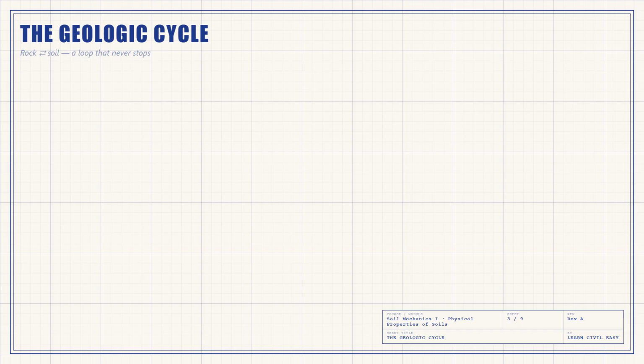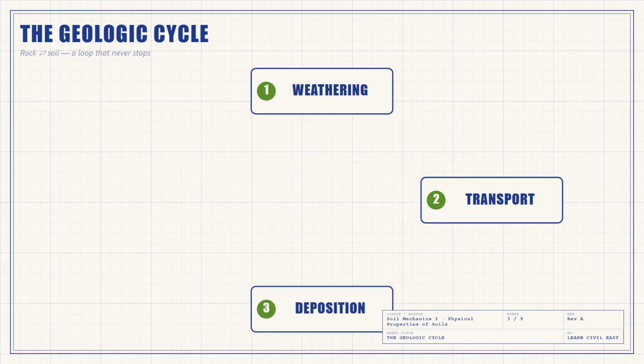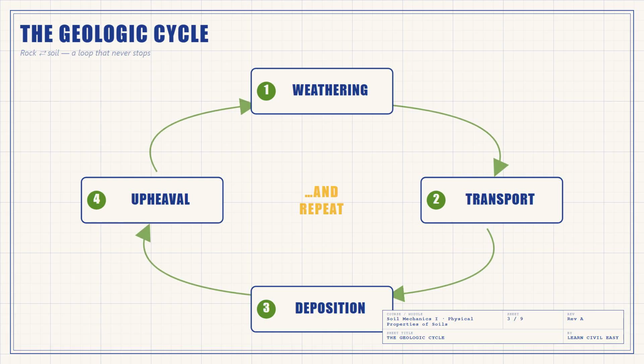Soil is born through a continuous loop that geologists call the geologic cycle. It has four stages going round and round: weathering, transportation, deposition, and upheaval, and then weathering begins all over again. Rock breaks down into soil. The soil is carried away, dropped somewhere, and buried, and over geological time it is uplifted and exposed once more, so the weathering starts afresh.